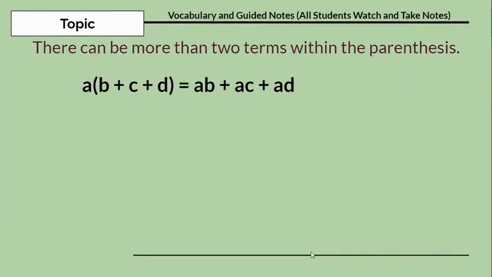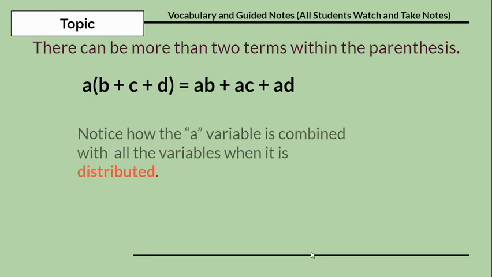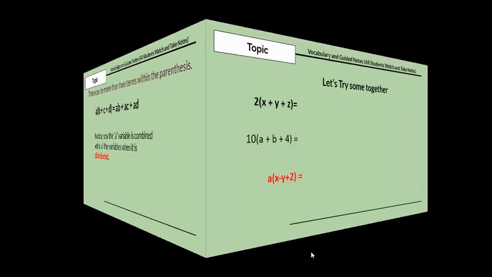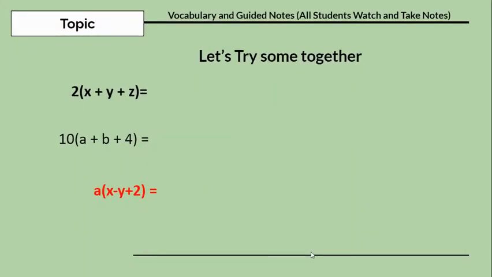Now we can have more than just 2 terms. We can have 10 terms, but here's an example with 3. Remember, we're just taking the number on the outside and distributing it to the numbers on the inside. In this case, this is letters modeling that. So the variable is combined with all the variables when it is distributed. I'll try some more together.